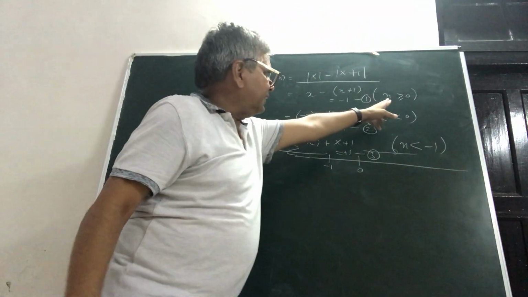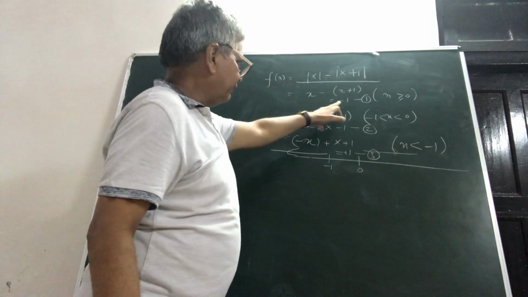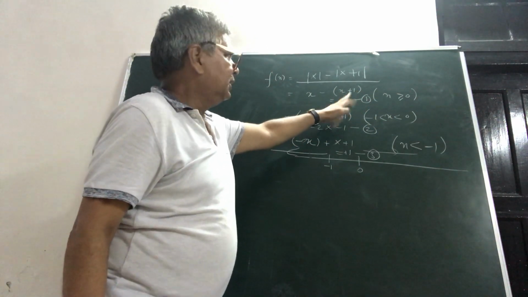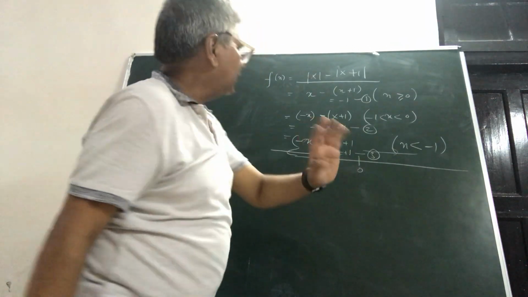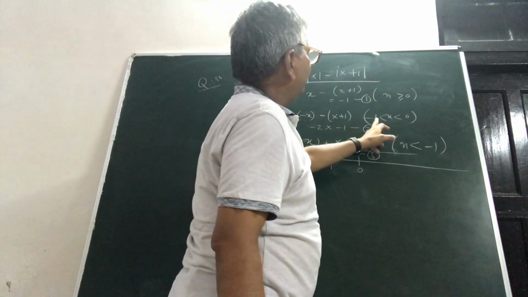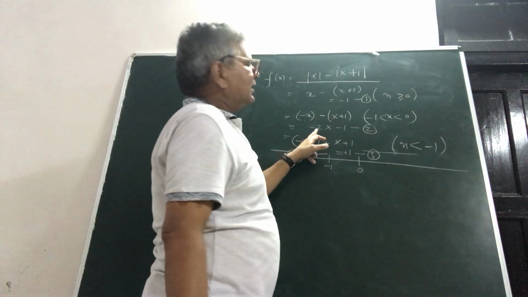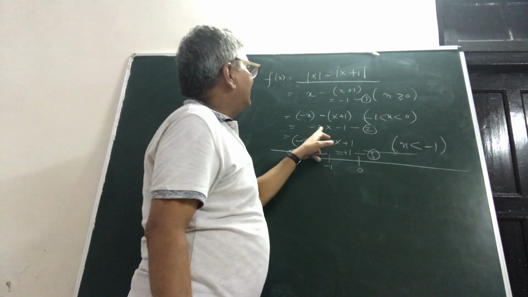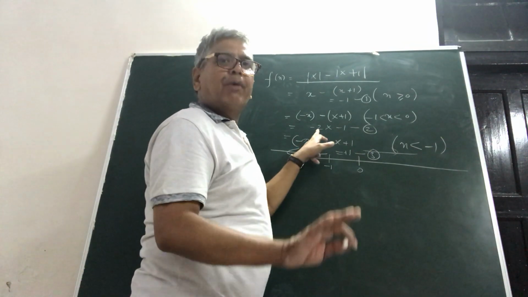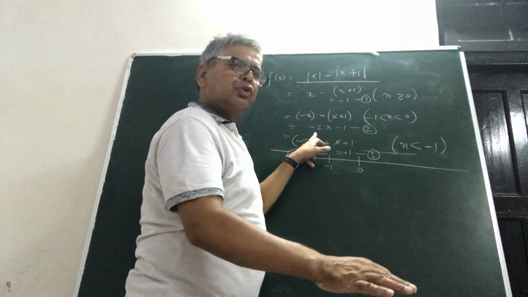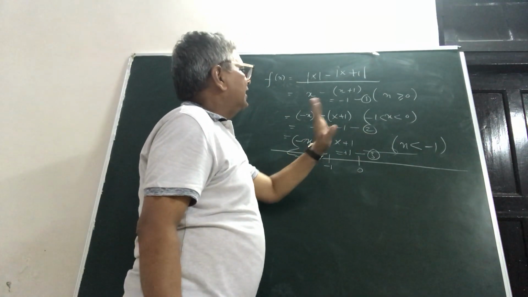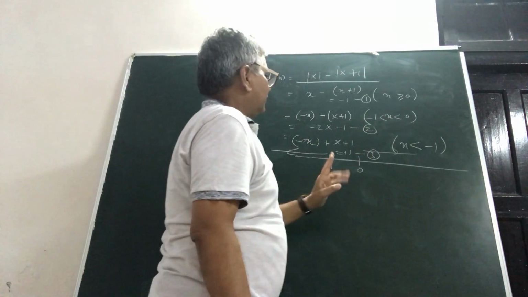Now see, when x is greater than 0, then in what manner is your function defined? Minus 1. So minus 1 is a constant function, it is continuous. For the open interval between minus 1 and 0, the function is defined as minus 2x minus 1. This is a polynomial. A polynomial you have shown to be a continuous function. So it is continuous in this open interval.